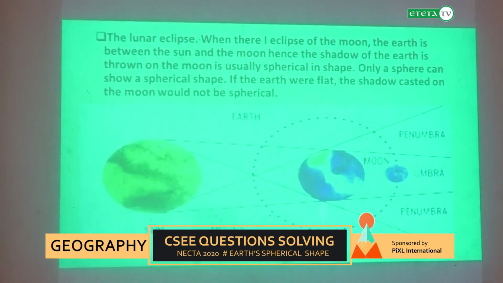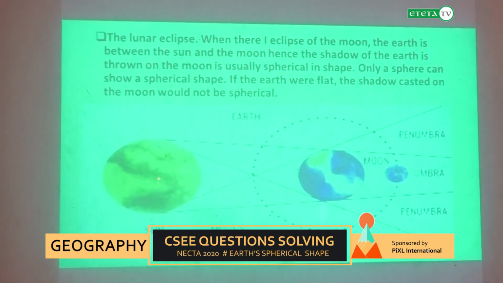When a lunar eclipse occurs, which one becomes the center? It is the Earth, right? It becomes positioned between the sun and the moon. Because the sun is located on this side, the shadow will be shown on the other side, which is the moon. So the shadow of the Earth must be cast on the moon.